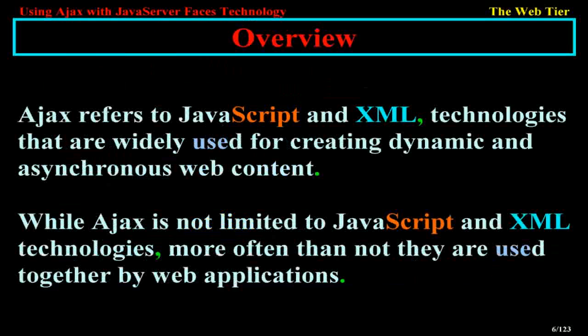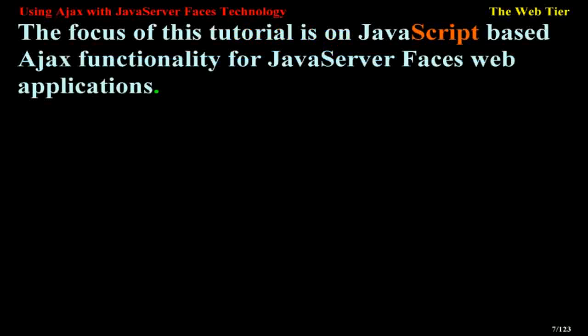Overview: Ajax refers to JavaScript and XML technologies that are widely used for creating dynamic and asynchronous web content. While Ajax is not limited to JavaScript and XML technologies, more often than not they are used together by web applications. The focus of this tutorial is on JavaScript-based Ajax functionality for JavaServer Faces web applications.